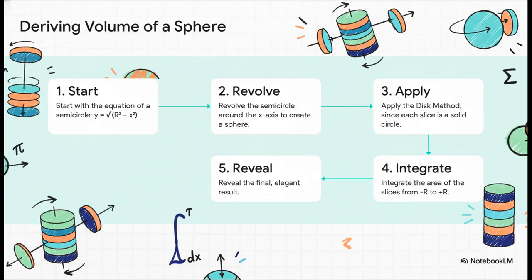We start with a simple 2D shape, a semicircle. Then we spin it around the x-axis. As it spins, poof, it creates a sphere. Now, since every single slice of this sphere is a solid circle, we know exactly which tool to grab, the disk method. All we have to do is sum up the areas of all those little circular slices, from the far left side of the sphere to the far right side.